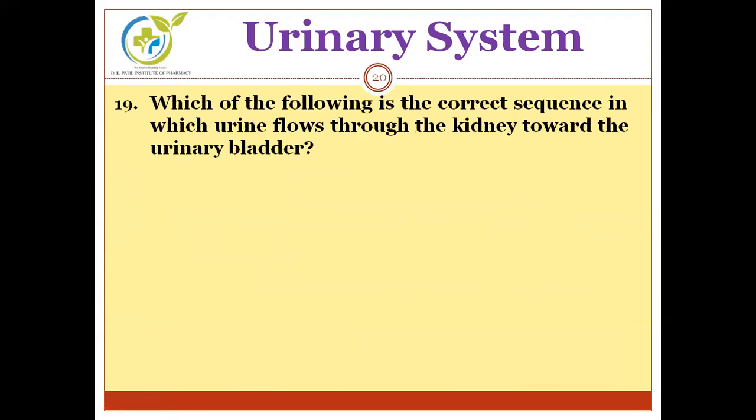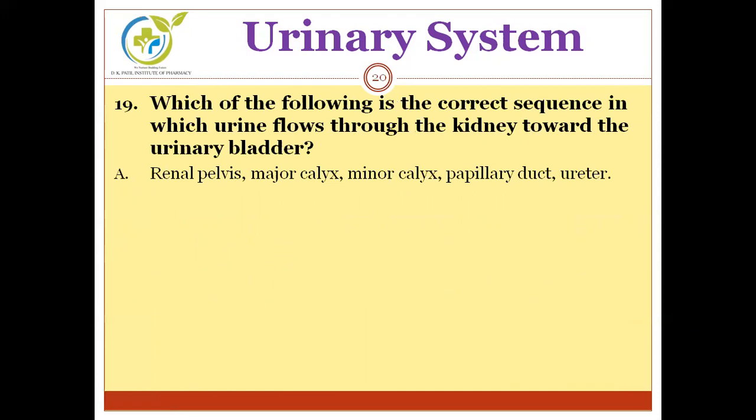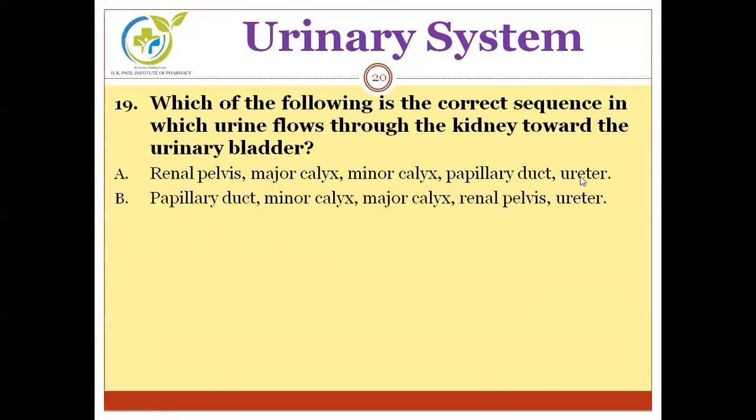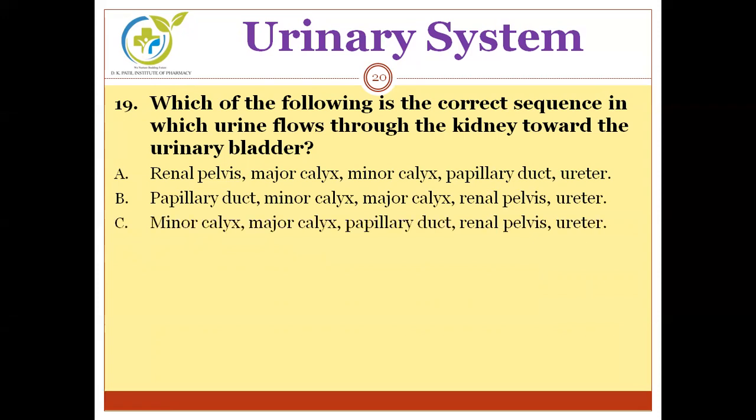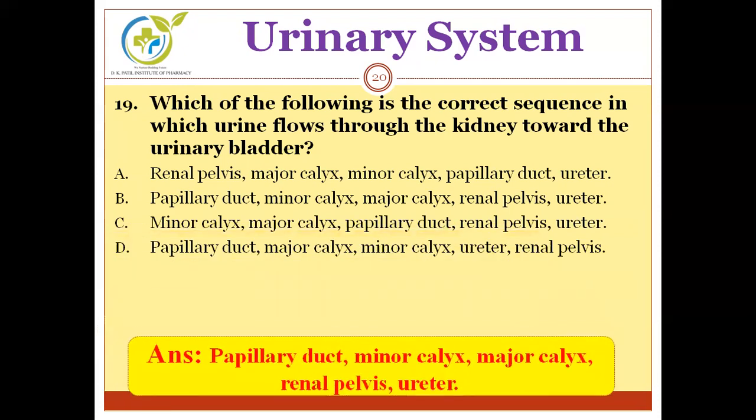Which of the following is the correct sequence in which urine flows through the kidney toward the urinary bladder? You have to find out the correct sequence. Options are: A, renal pelvis, major calyx, minor calyx, papillary duct, ureter. B, papillary duct, minor calyx, major calyx, renal pelvis, ureter. C, minor calyx, major calyx, papillary duct, renal pelvis, ureter. D, papillary duct, major calyx, minor calyx, ureter, renal pelvis. The correct answer is papillary duct, which opens into the minor calyx, which opens into the major calyx, which opens into the renal pelvis, and ultimately leads to the ureter. So D is the correct answer.